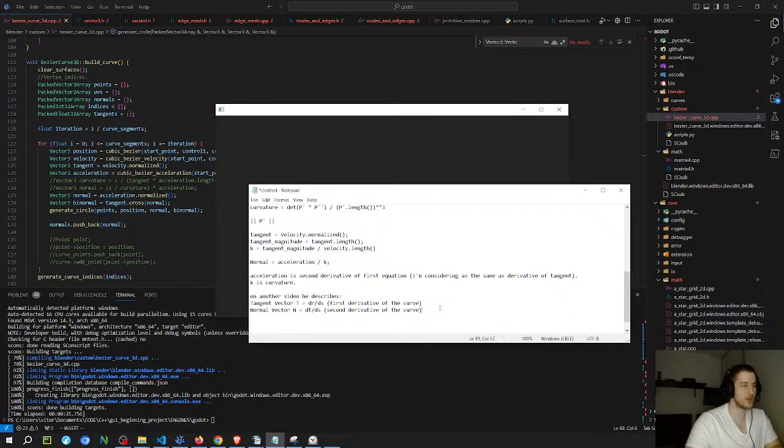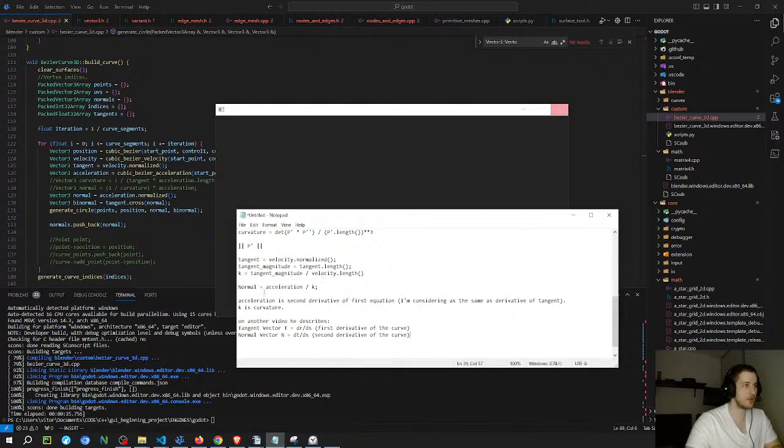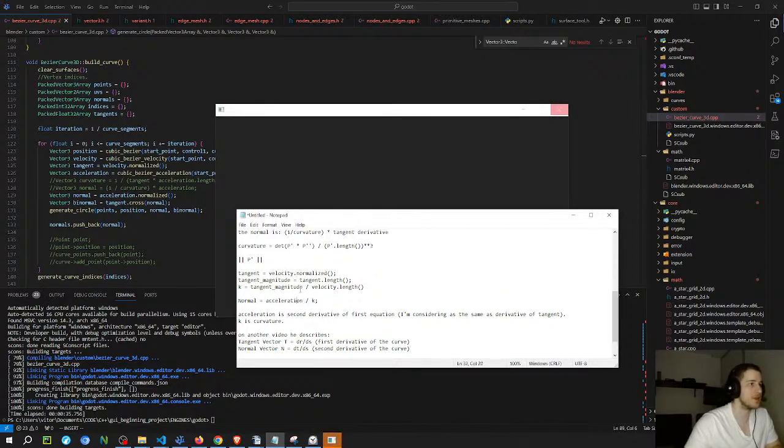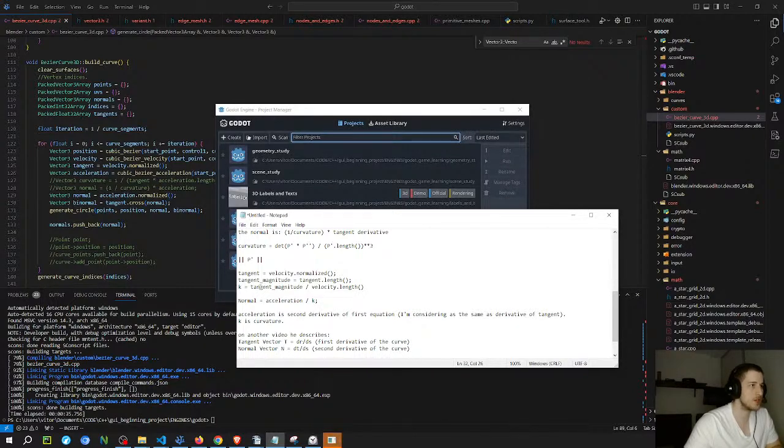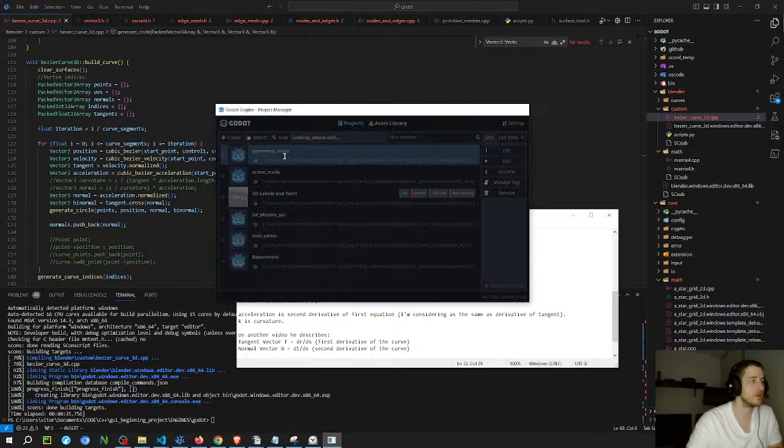So I have to think about it. I'm probably going to try to implement the one that has a curve. So it's basically the acceleration divided by the k, which is the curvature. The curvature is the tangent magnitude divided by the velocity length, I think. I'm not sure if it's the velocity length or velocity. I took these notes based on the videos there, but I'm not really sure about the conversion.